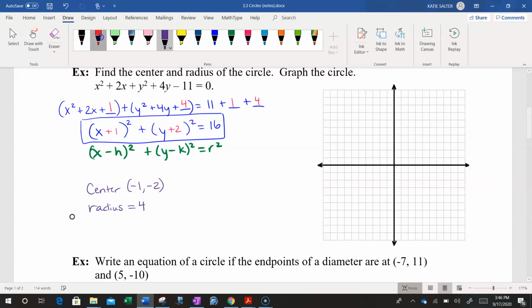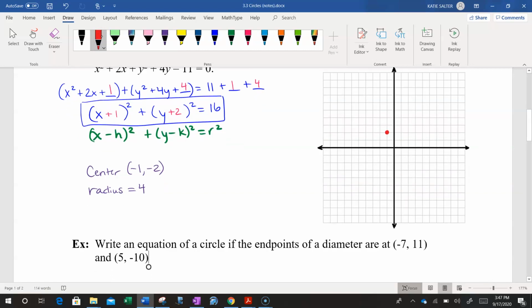And so to graph this, we're just going to go over to our graph paper. We're going to plot the point negative 1, negative 2. And then we're going to count right 4 units from the center. We're going to count up 4 units from the center, left 4 units from the center, and down 4 units from the center.